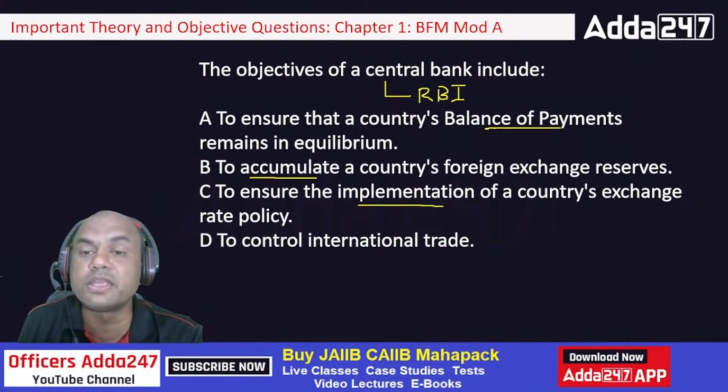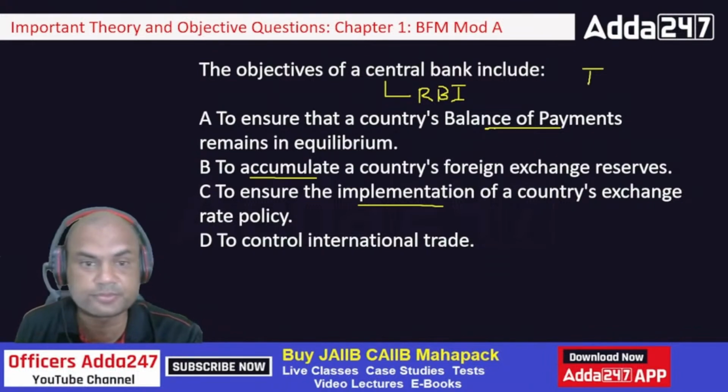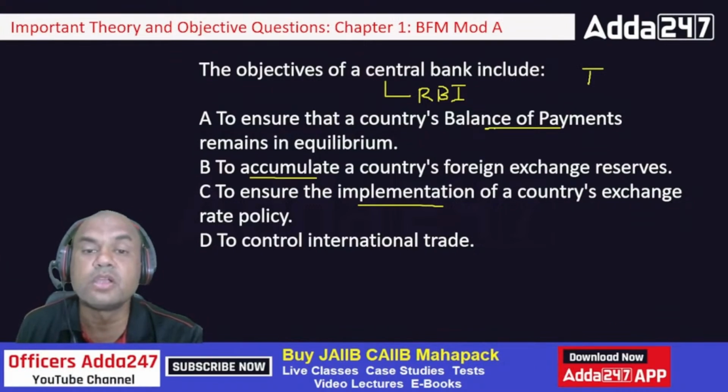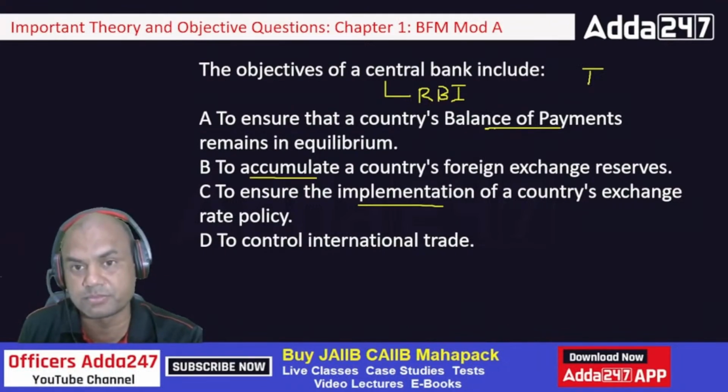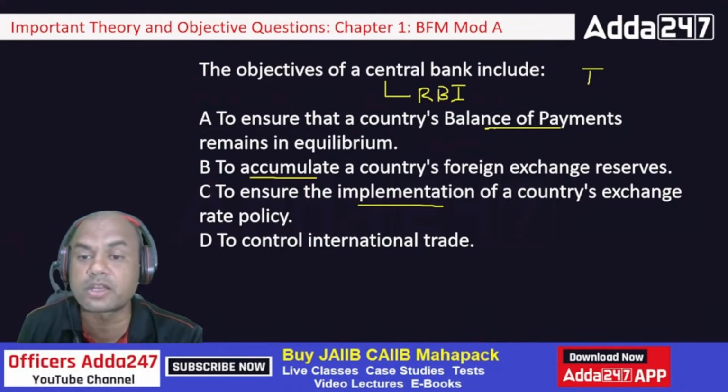So which of them is included? Now we want the true one, not the false one. In the earlier answer, we wanted false, right? So which of them is true over here? To ensure that the country's balance of payment remains in equilibrium. To accumulate the country's foreign exchange reserves. To ensure implementation of the country's forex rate policy, and to control international trade.